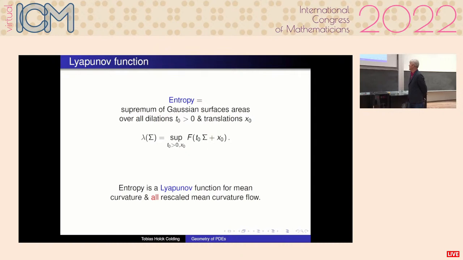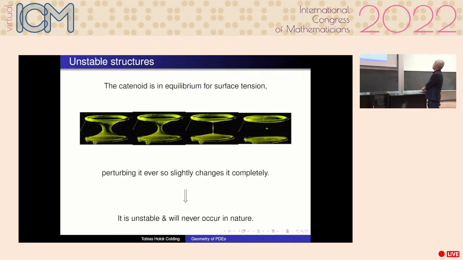Now, the entropy here is the sup, where you're taking the sup over all Gaussians with different centers and different scales. Or you can take your submanifold and scale it by a positive constant t0 and then translate it by x0. So you're looking at the sup. If you do it like that, you do it over the original Gaussian surface area. So this gives you a Lyapunov function, both for the mean curvature flow and for rescaled mean curvature flow. The next thing I want to do is use this Lyapunov function to understand stability of the flow.